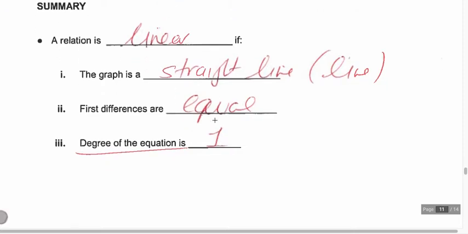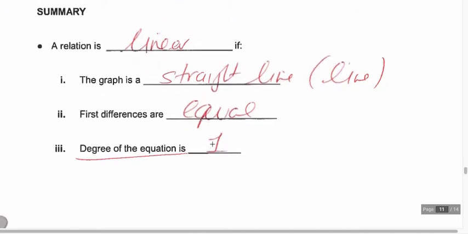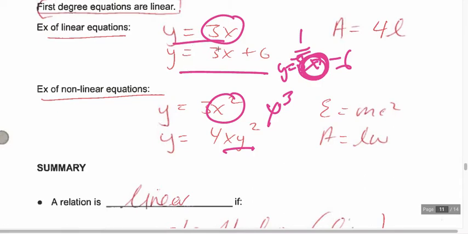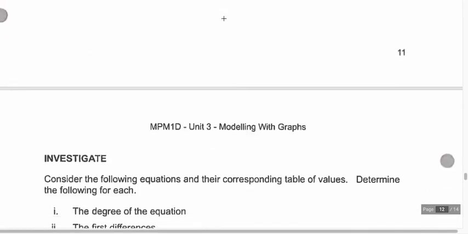Linear, straight line, first difference is equal, first degree is 1. Back to degree, you have x, so you look here and you say, what's the exponent on this? It's 1. Remember, we're talking about degrees of equations. The degree of this equation is 1, that is a linear relationship.